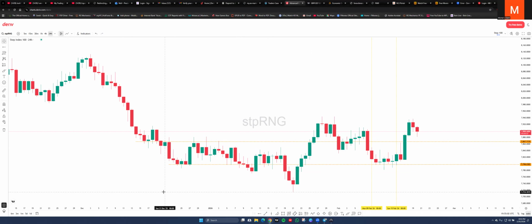Okay, so we have one support area here, and if you notice, see how price tapped on this area too. So we can adjust it a bit, just to be exact. All right, and we have one here at this point. Okay, let's box it in.